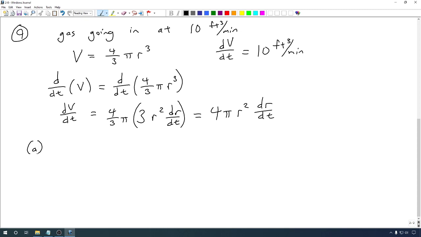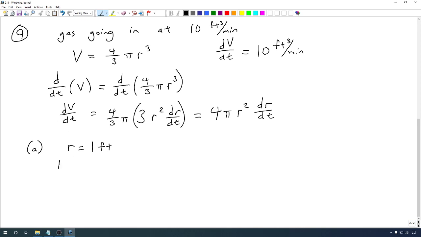So in order to actually solve the problem, we're going to remember there's two parts. We had how fast is the radius of the balloon changing at the instant the radius is 1 foot? So if r is 1 foot, what is dr dt? That's what they're asking here. Of course, we already have dv dt is equal to 10 cubic feet per minute. So we'll go ahead and just plug those in here.